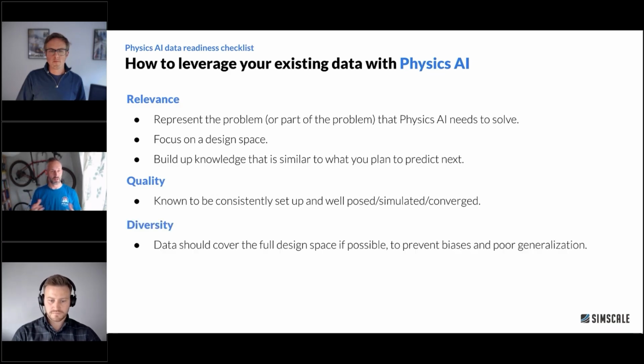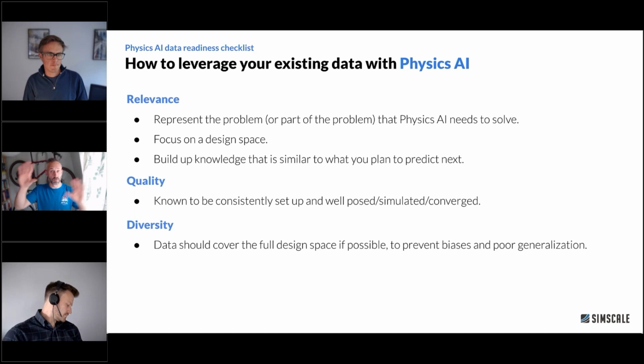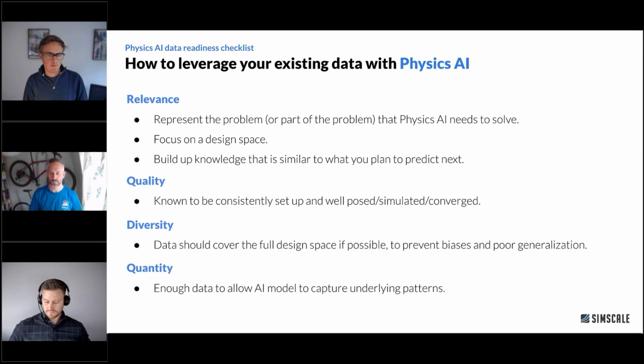And we also want it to be diverse. So I just said we want it to be relevant and specific, but the broader we can make the design space, the more the AI can kind of experiment within this space as we start to give it and ask it to do novel things. And then we talked about quantity. So it needs enough data to be able to capture the patterns that occur within the different physics problems that we're giving it.